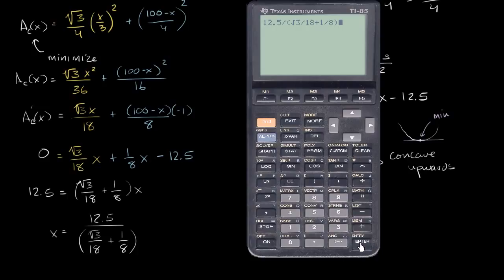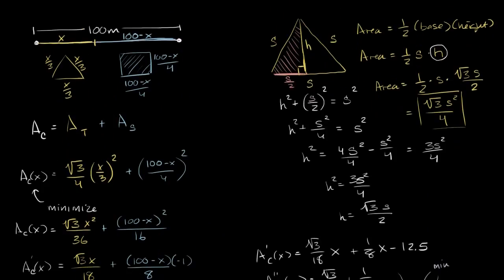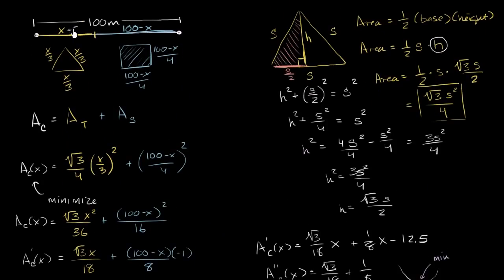That gives us, and now we deserve our drum roll, 56.5. So this is approximately equal to 56.5 meters. So you make this cut roughly 56.5 meters from the left-hand side, and you will minimize the combined area of both of these figures.